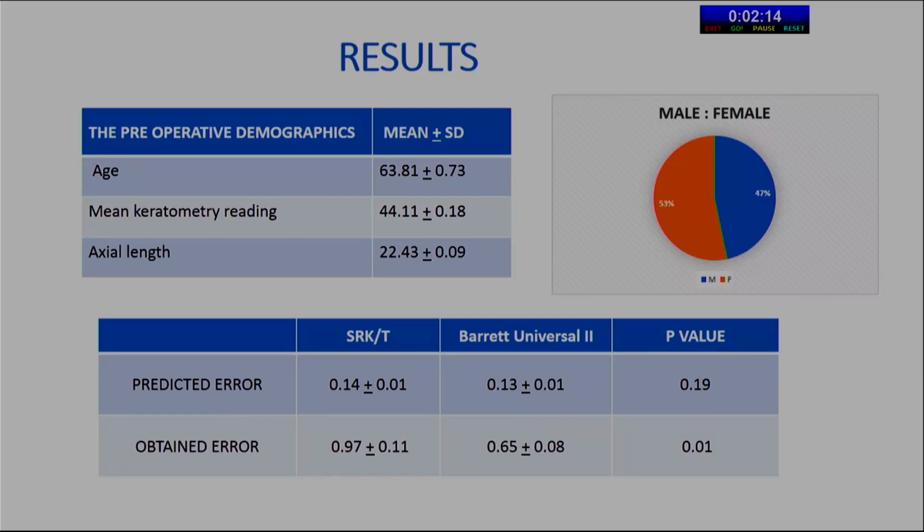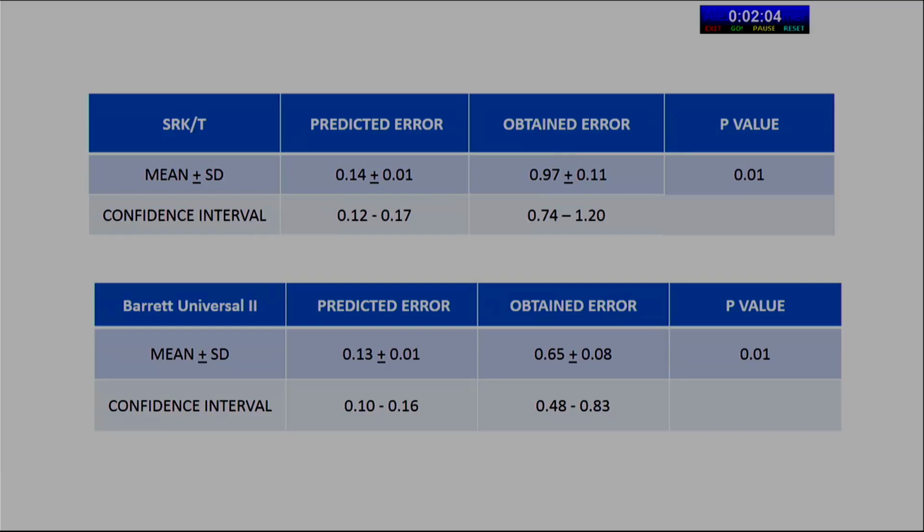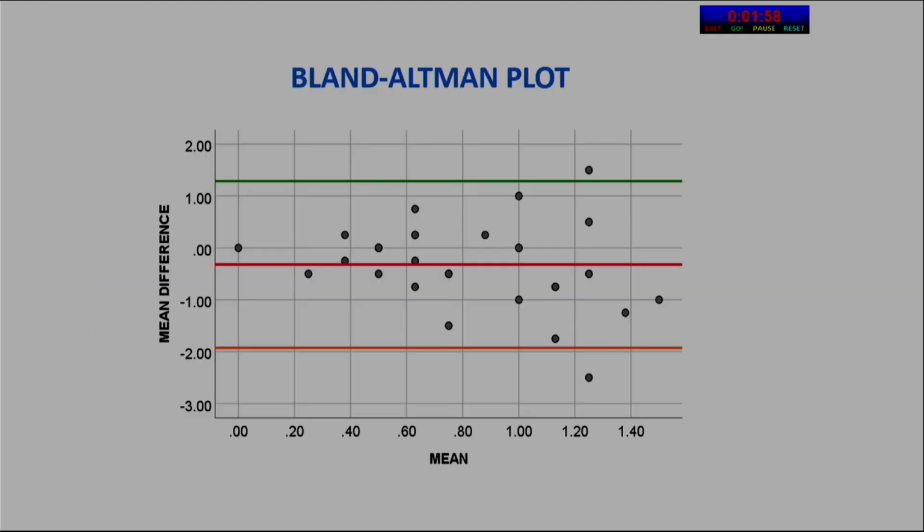There is no significant difference in the predicted error between SRK/T and Barrett Universal 2 groups, and there is a significant difference in the obtained error between the 2 groups. There is also a significant difference between predicted and obtained error in both SRK/T and Barrett Universal 2 groups. The Bland-Altman plot was constructed, and there is a positive agreement between the 2 formulas.